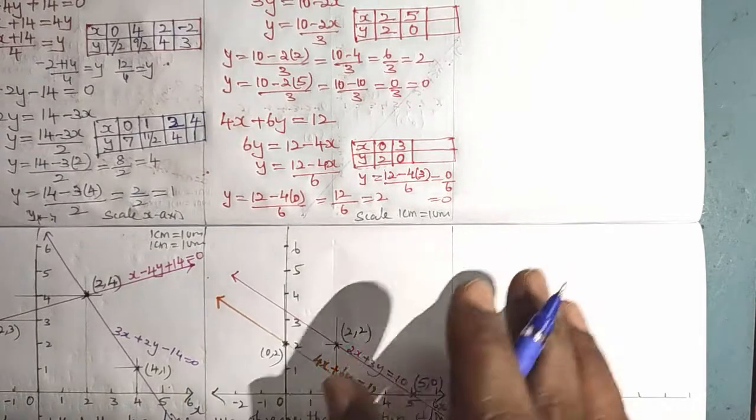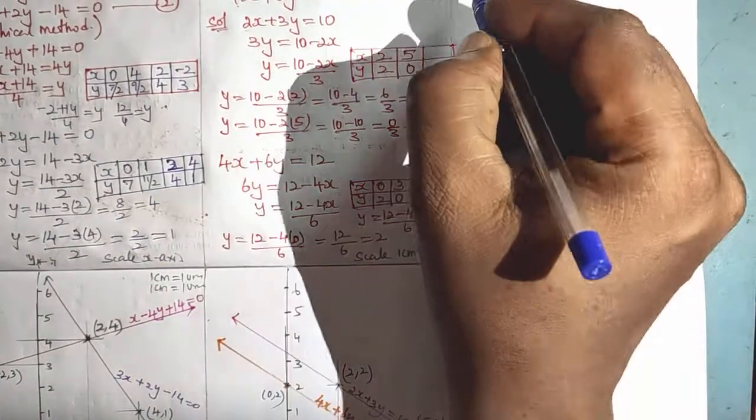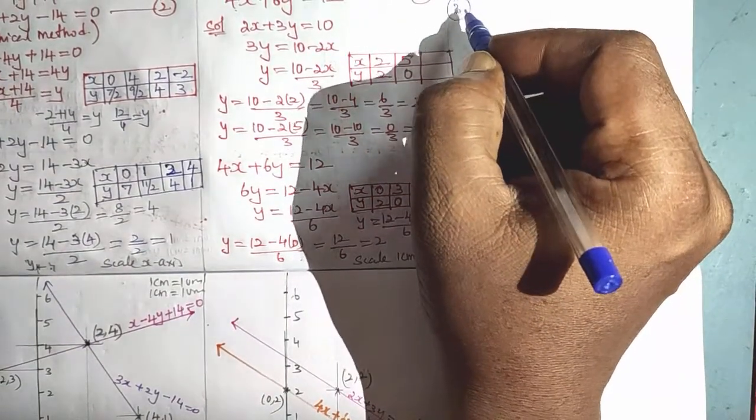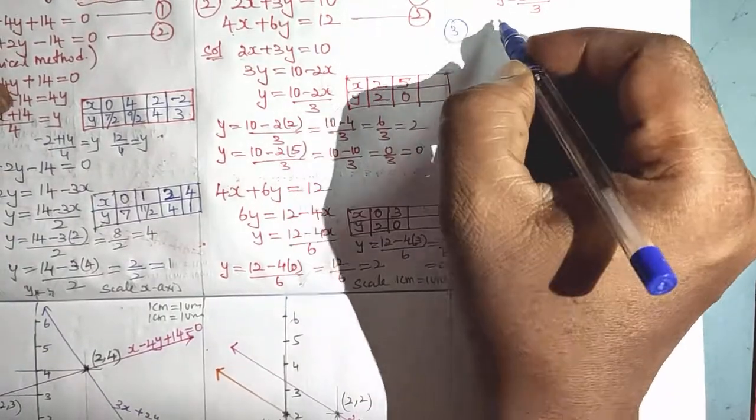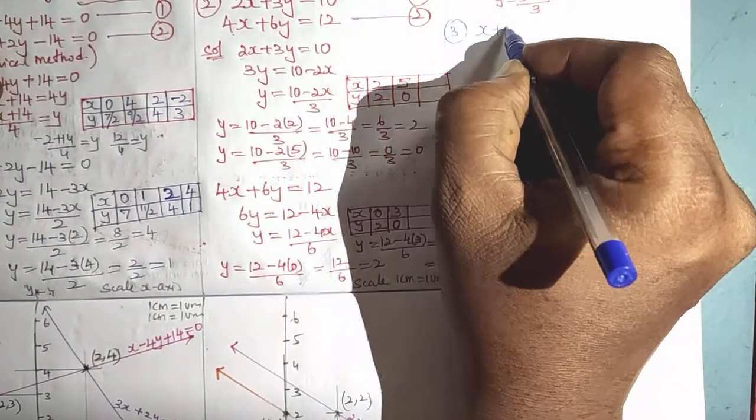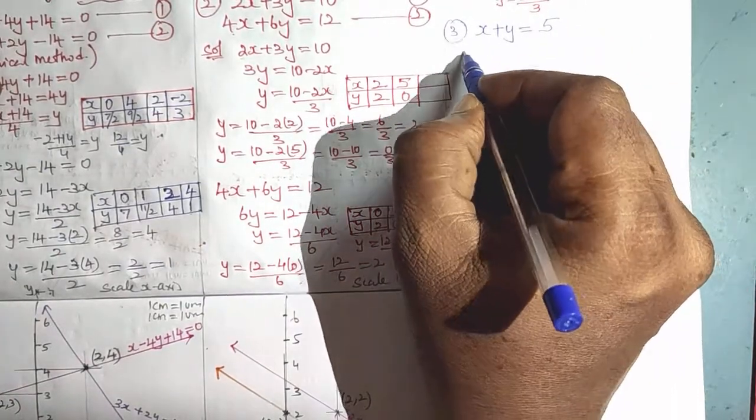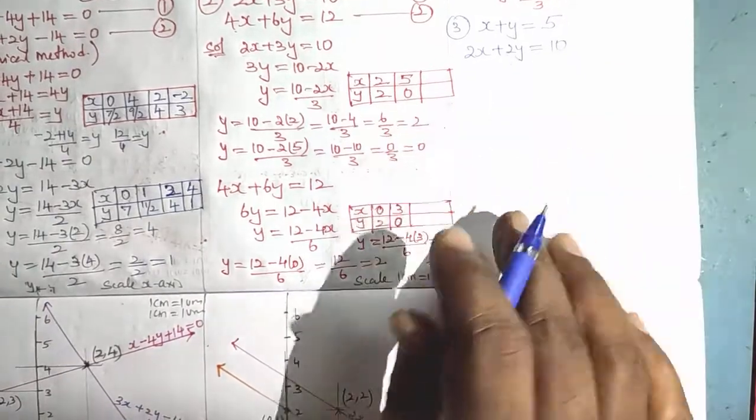Now I will take another set of simultaneous equations. Another set, third set of simultaneous linear equations. Visible? Third set of linear equations. What is the third set? You see, I will take one pair. X plus y is equal to 5 and another one is 2x plus 2y is equal to 10.